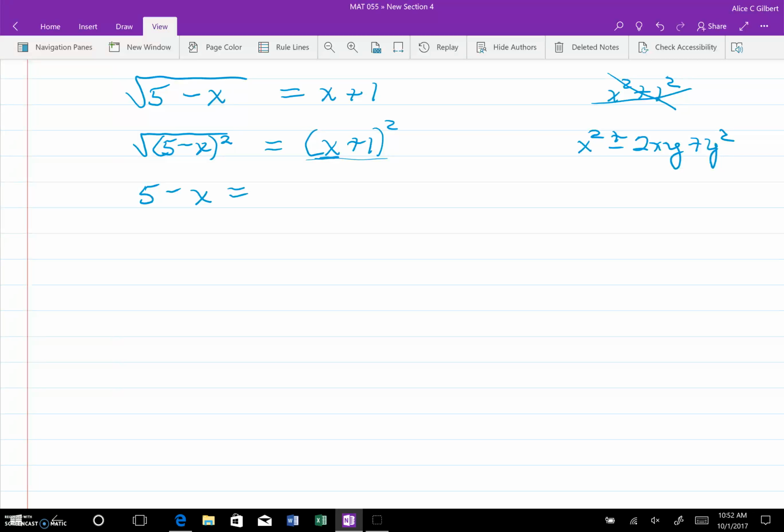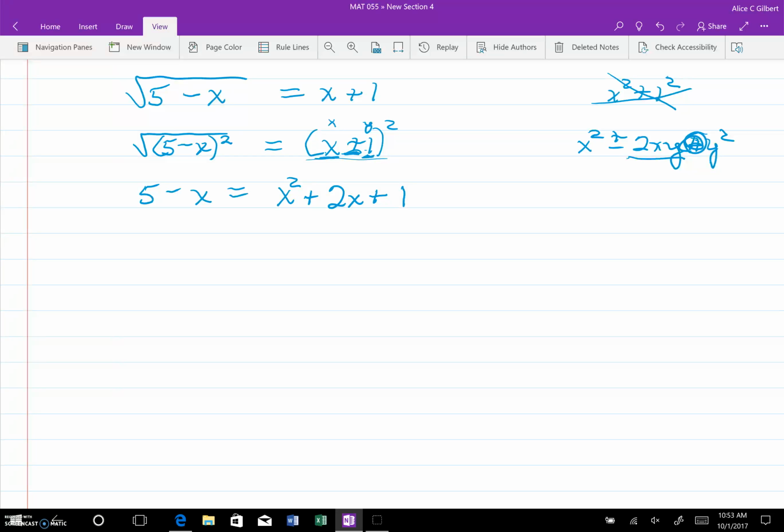So I take my x, because this is going to be my x, and the 1 is my y. So x squared is x squared plus, because this guy's plus. And then I take x times 1, that's 1x, or x, times 2, because that's the middle term. And then plus, because in a perfect square trinomial, that second sign is always plus, and then I take my y, which is 1, and square it, so that's 1.